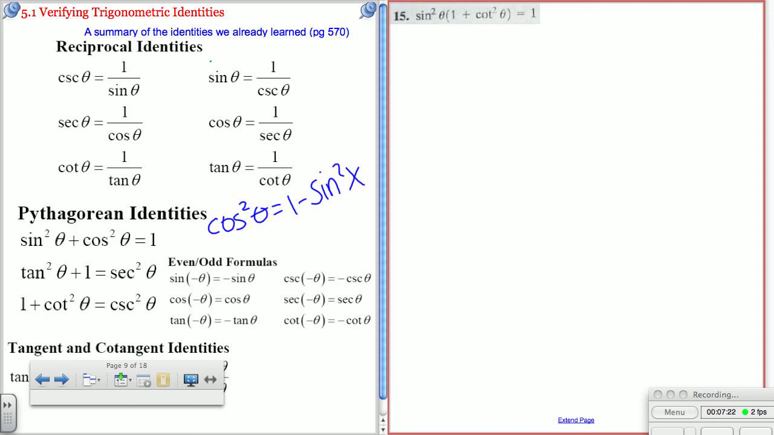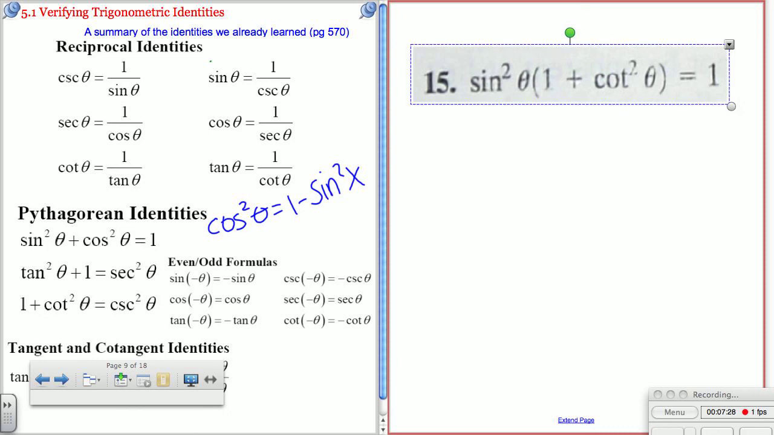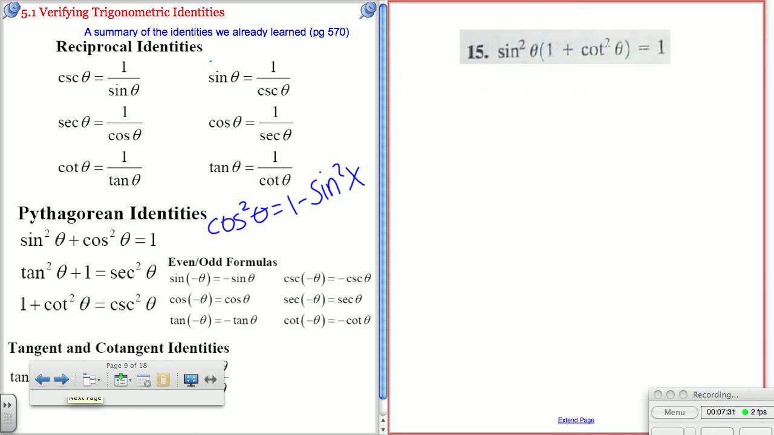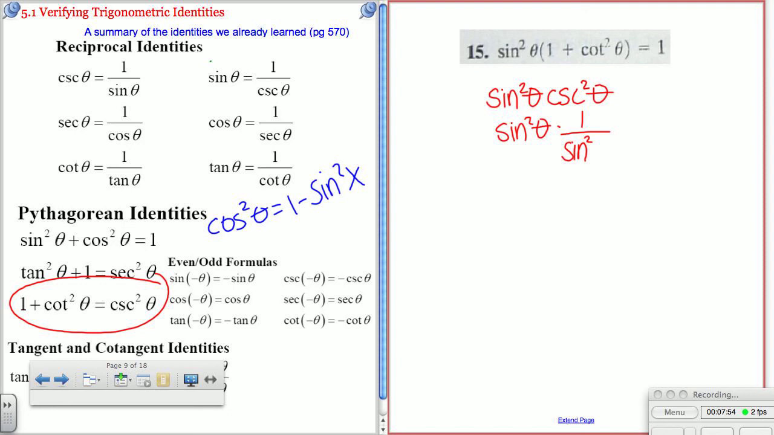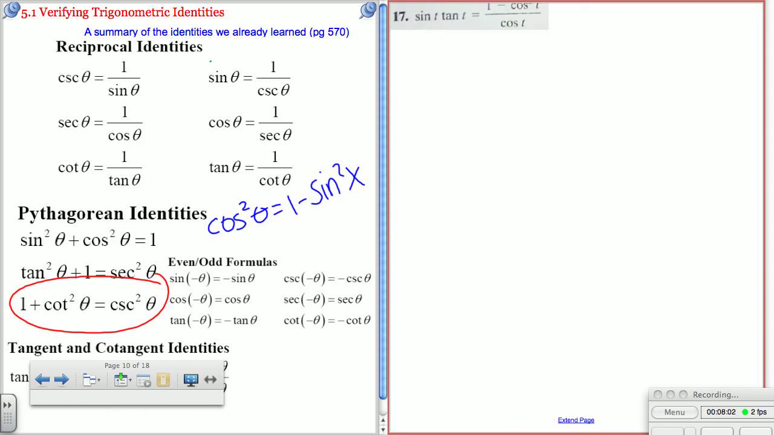Number 15, sine squared theta times 1 plus cotan squared theta. So let's take a look now. 1 plus cotan squared theta. Let's look at our Pythagorean identities, and it looks like 1 plus cotan squared theta equals cosecant squared theta. So let's start there and change that one. Cosecant squared is the reciprocal of sine. So let's change that one to 1 over sine squared. And sine squared times 1 over sine squared equals 1.